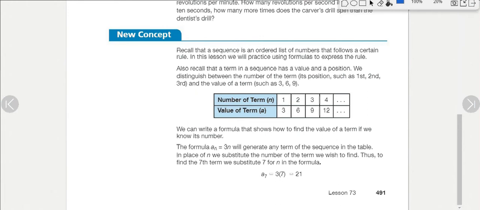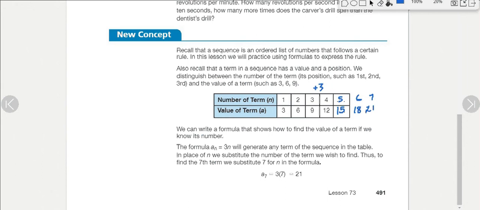N refers to the number in the sequence. First, second, third, fourth, fifth, sixth, seventh term. That's the place, the number, the location in the list. Then the value is a. So the first term is literally 3. Second term is 6, 9, 12. And you might be able to tell the pattern here is simply add 3 every time. So the fifth term's value, A5, is 15, 18, 21, and so on.